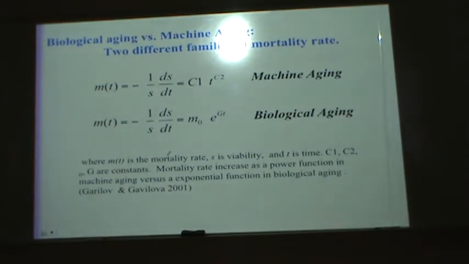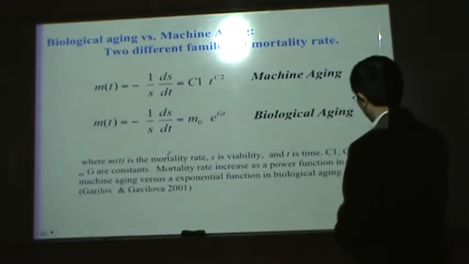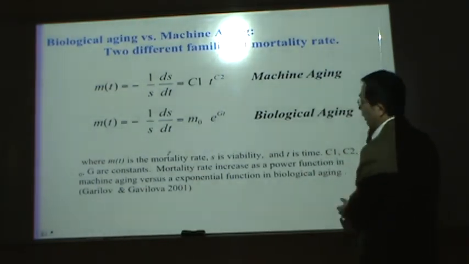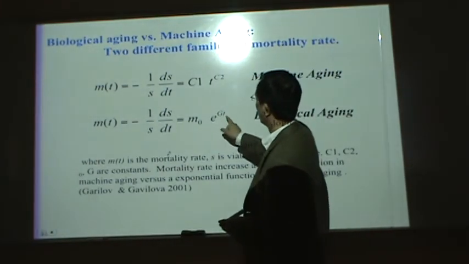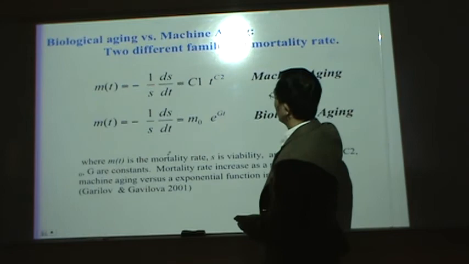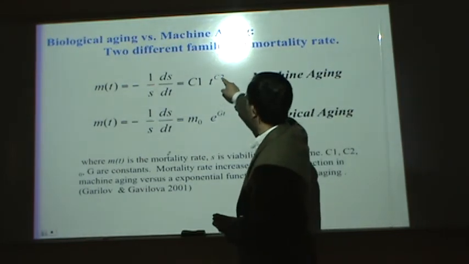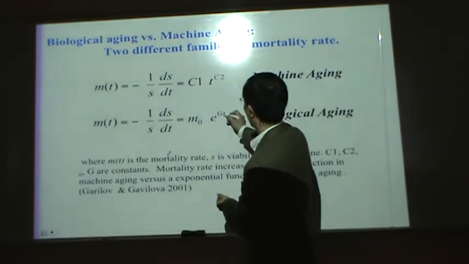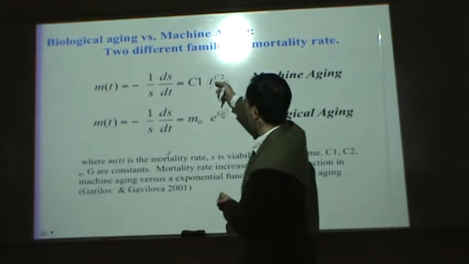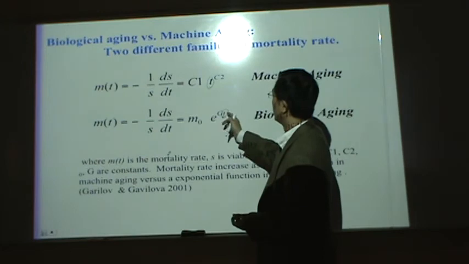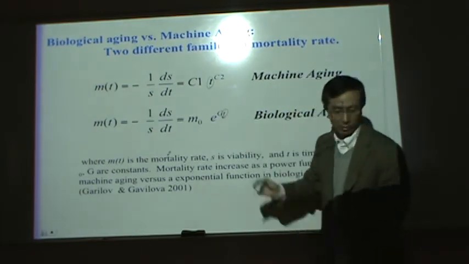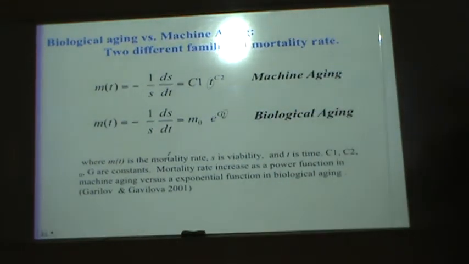Biological aging follows this exponential function, but not everything is exponentially increasing. So here's the biological aging: the increase of mortality over time follows this exponential function. In machine aging, very often they follow this power model. Here, this is time. The difference is, in machine aging, time is a base, but in biological aging, time is in the exponential term. Is that different?